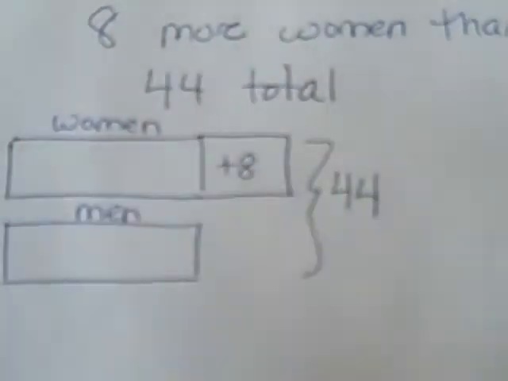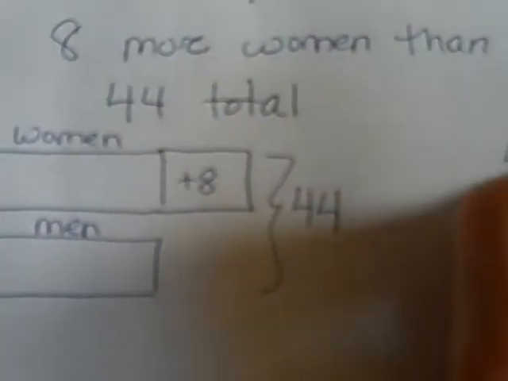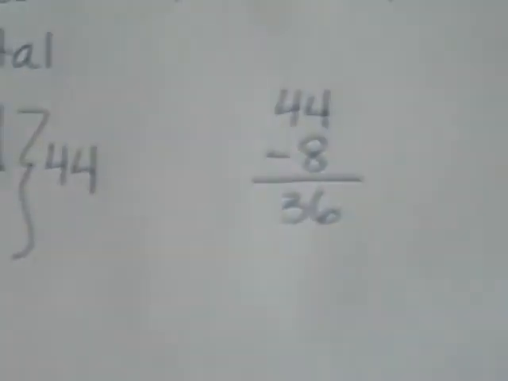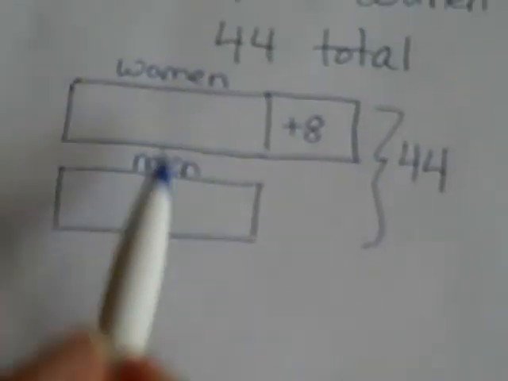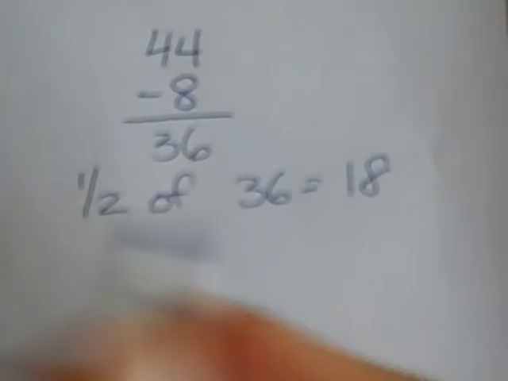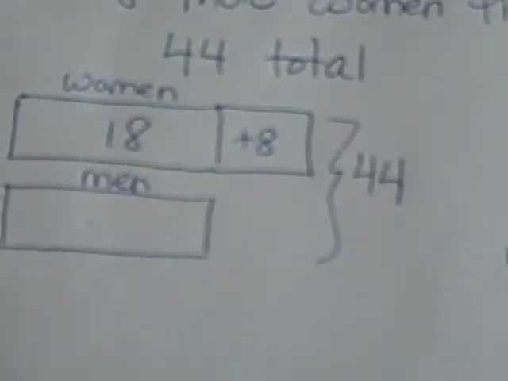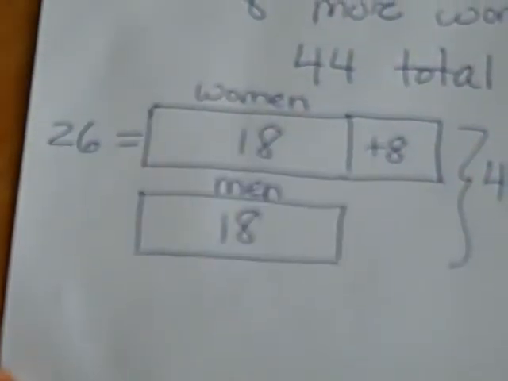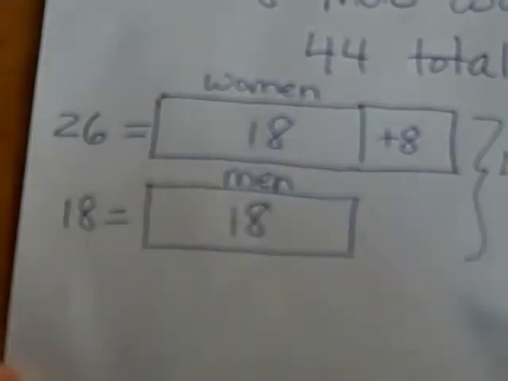With a total of 44 in all, if we take 44 and subtract 8, which is this extra right here, we get 36. So we know these two boxes have 36 and they're the same size. What is 1/2 of 36? That's 18. So we know this box has 18 and this box has 18. Now we can total these out and get 26 women and 18 men.